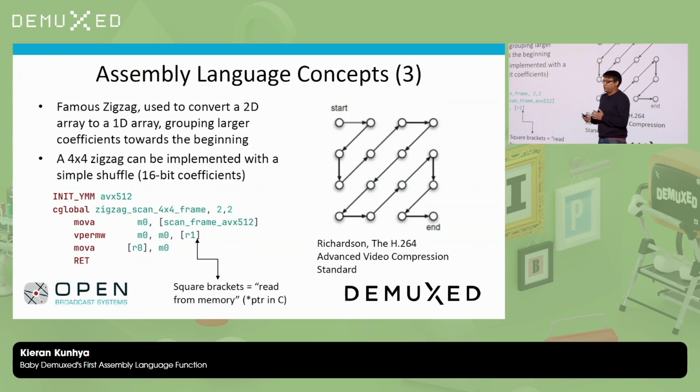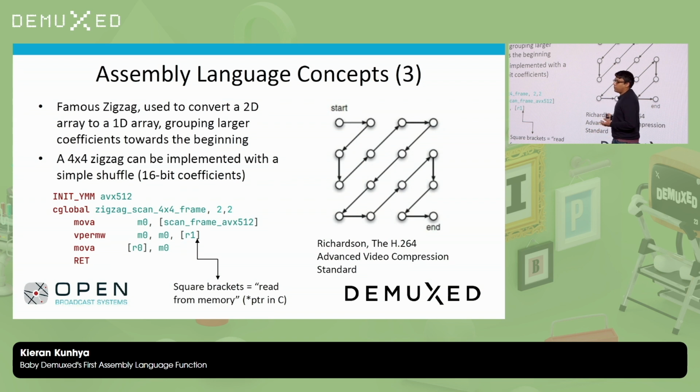So let's start with a simple assembly function. This is the famous zigzag. This converts a 2D array to a 1D array. This is post DCT, where you have larger coefficients towards the beginning. And you can do this very simply, and I won't. This is a simple example. If you look at the zigzag, you'll see that it's trying to rearrange coefficients in a way that biases towards the larger coefficients at the beginning.